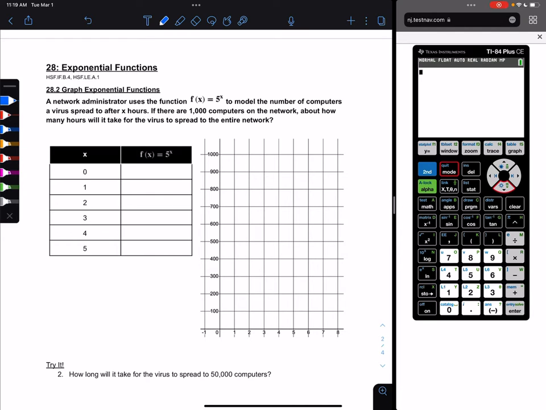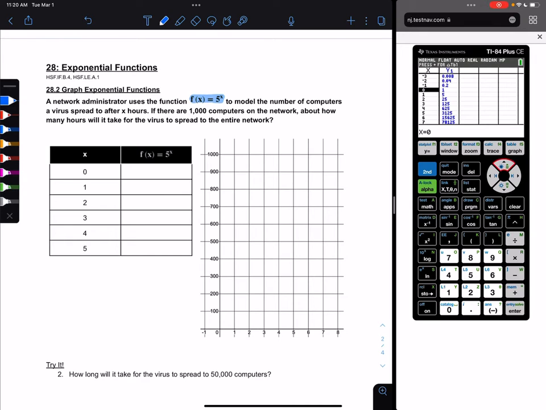to the entire network? Okay, so the first thing I'm going to look at is this f of x equals 5 raised to the x power. And to fill in my chart, rather than do this by hand, I'm going to use the graphing calculator. So y equals, I'm going to type in 5 raised to the x power. And then I'm going to go to second and then hit the table key here. And now I have my table.